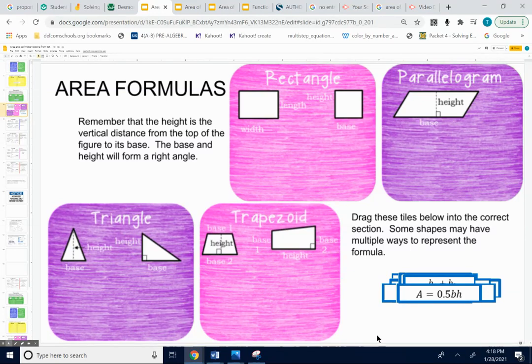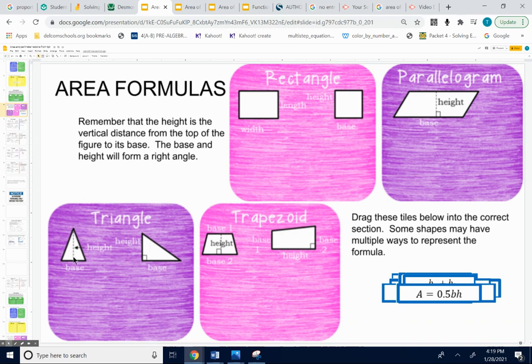Okay, the next slide is over just figuring out which formulas you could use for area for a rectangle, a parallelogram, a triangle, and a trapezoid. Okay, it does say here, remember that the height is the vertical distance from the top of the figure to its base. Okay, the base and height will form a right angle.